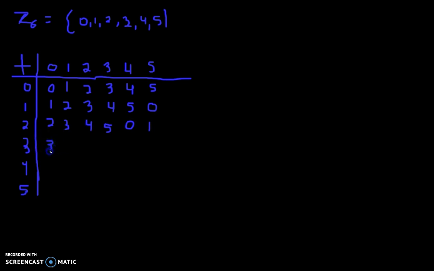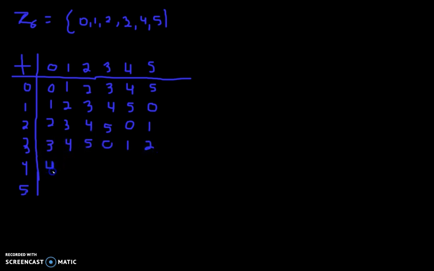Now 3. 3 plus 0 is 3. 3 plus 1 is 4. 3 plus 2 is not 0, it's going to be 5. So like I said, just take your time with these. 3 plus 2 is 5. 3 plus 3 is going to give us 6. 6 mod 6 is 0. 3 plus 4 is going to give us 7. But then we remember that we're working in Z mod 6, and 7 mod 6 is going to give us a remainder of 1. 3 plus 5 is going to give us 8, and 8 mod 6 is 2.